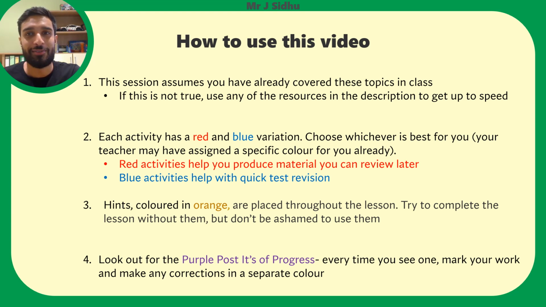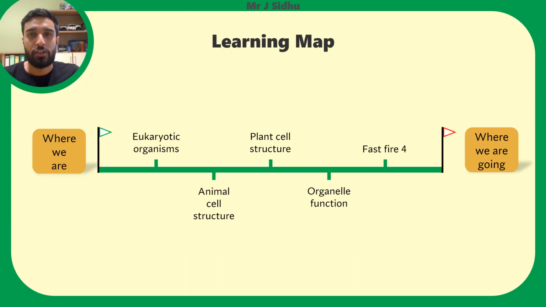Let's get into the lesson. So here is what today's lesson will look like. We're going to start off looking at what eukaryotic organisms are before jumping into some animal cell structure, some plant cell structure, looking at some organelle function, and then finally finishing off with our fast fire 4 questions. And that is going to be the whole lesson. So 5 things that we're going to be doing in today's class.